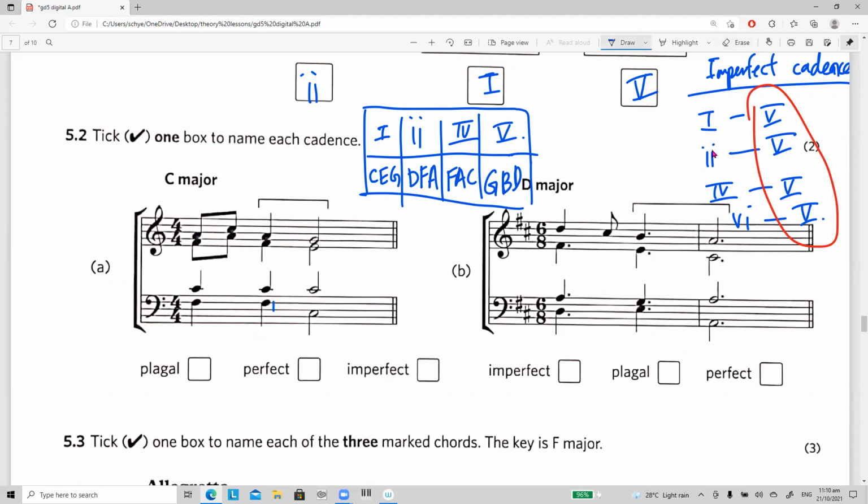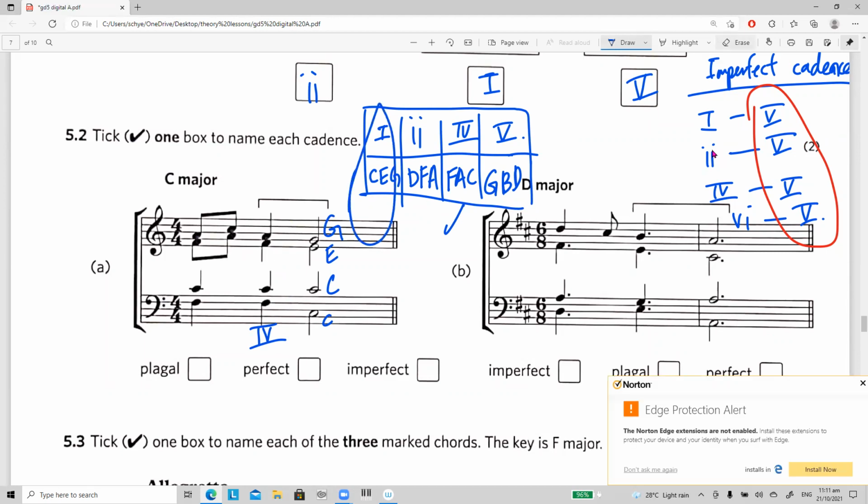Okay, so now let's find out what chord this is. This is F, C, F, A. So which chord contains most of the notes F, C, F, A? So it's chord 4. Now you write down chord 4. Next, name the notes. This is C, C, E, G. So which chord contains C, E, G? So it's chord 1.